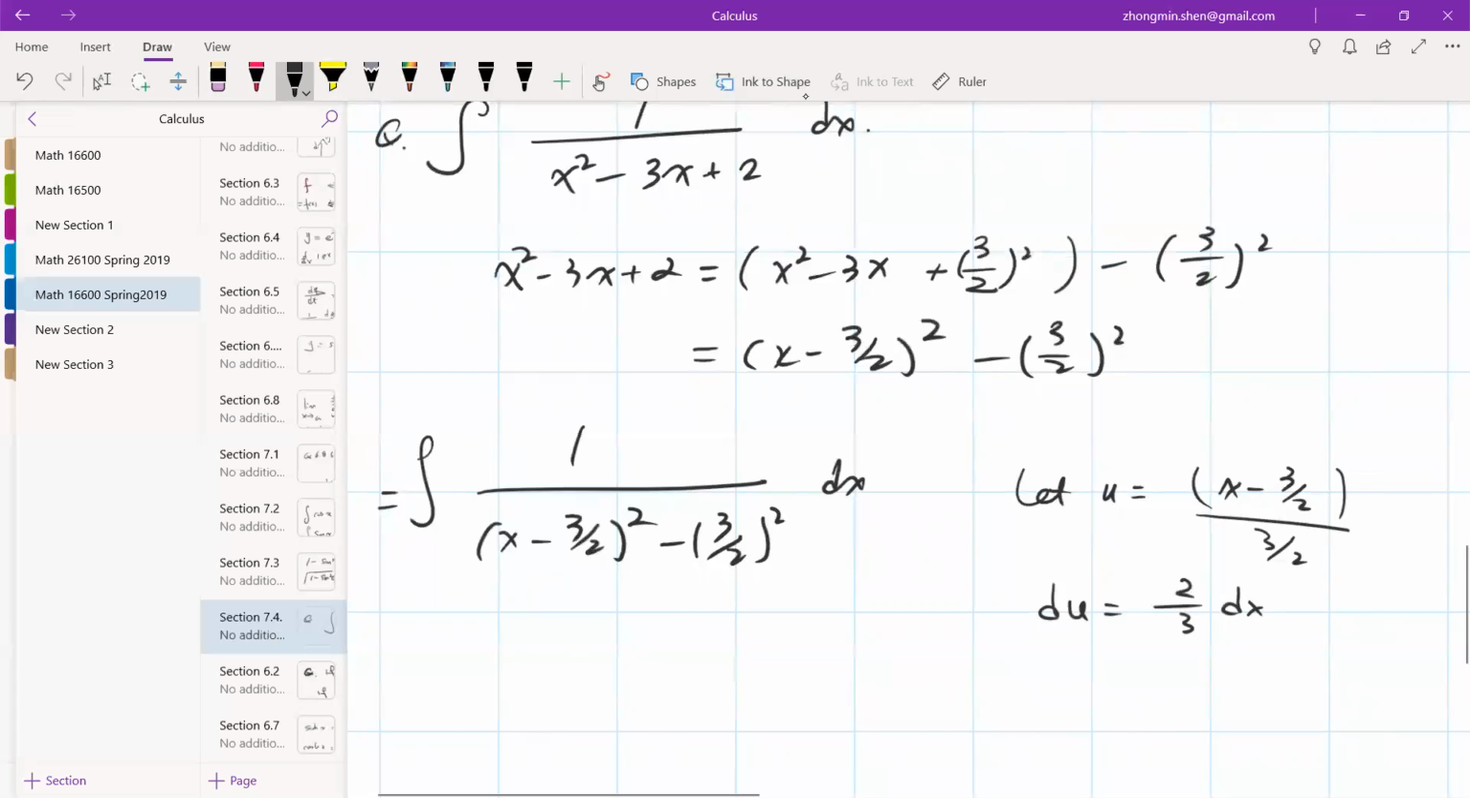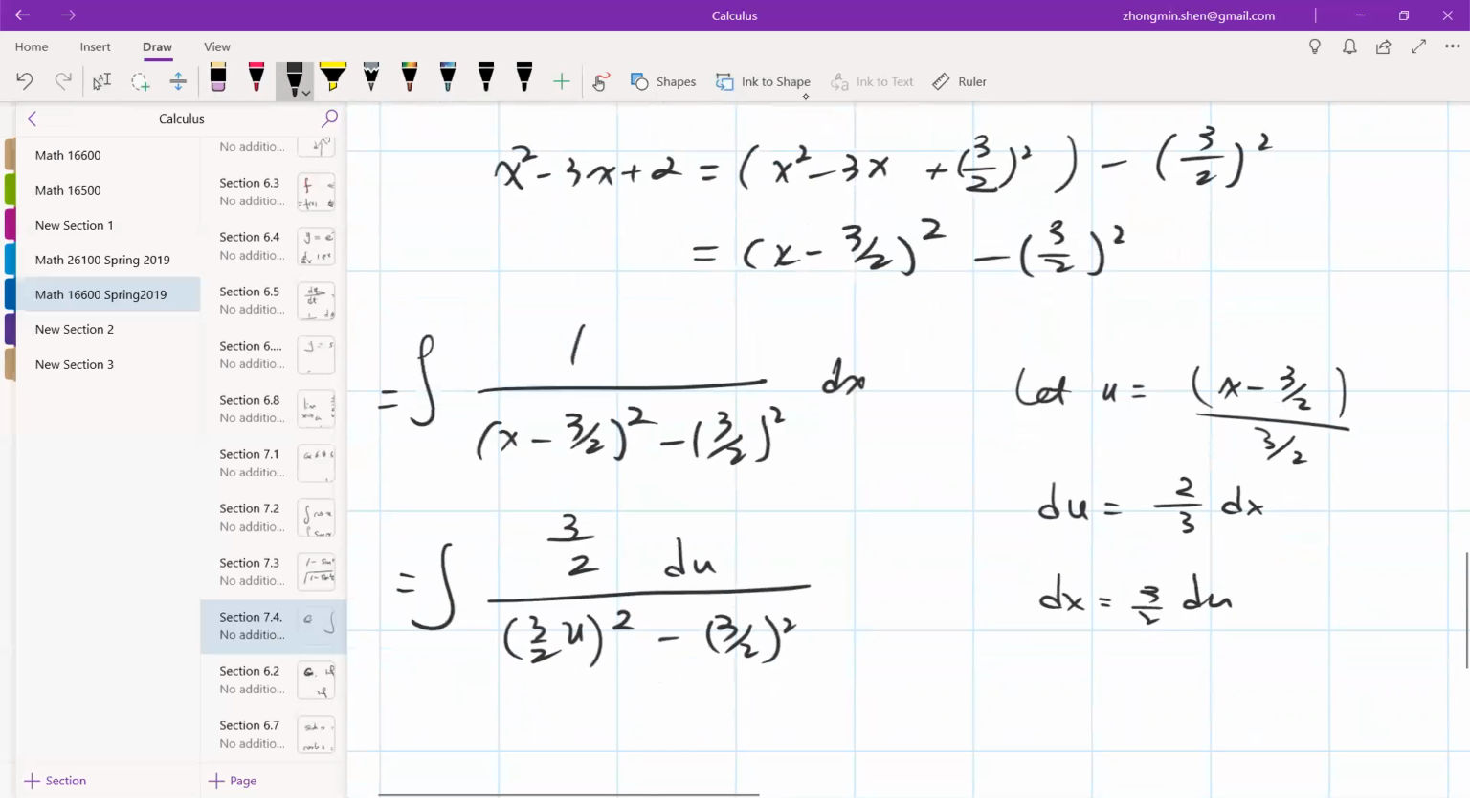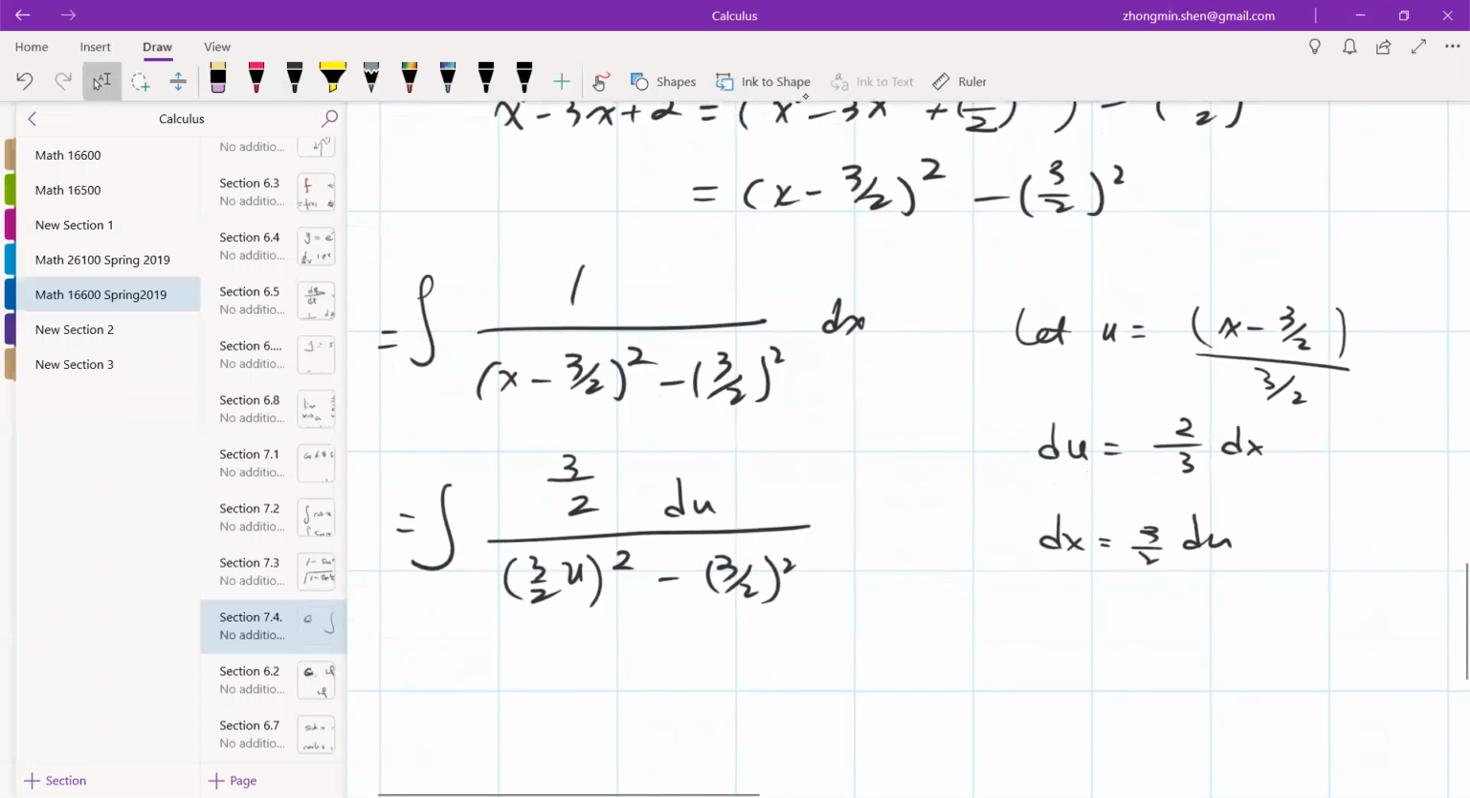Okay. Then the integral becomes 3 over 2 u square minus 3 over 2 square. So I can take the 3 over 2 out. Yeah, dx is going to be 3 over 2 du. x minus 3 over 2 is going to be 3 over 2 times u. So that's why you can take the same factor out, right?